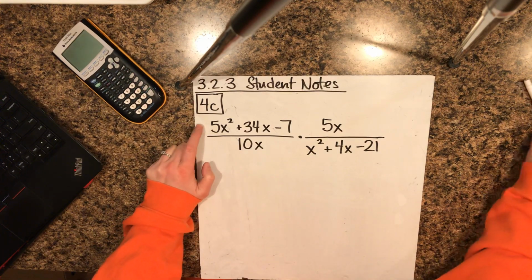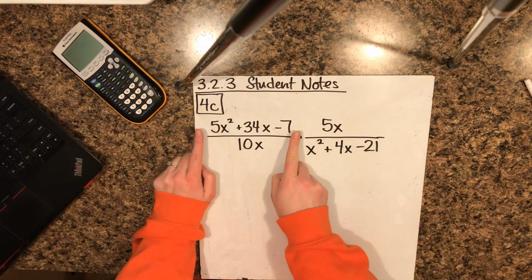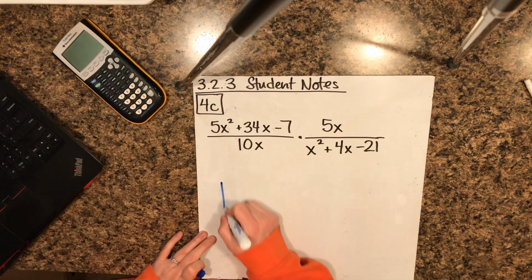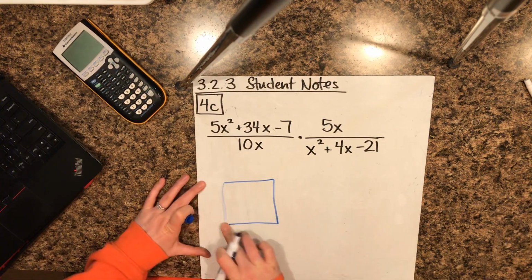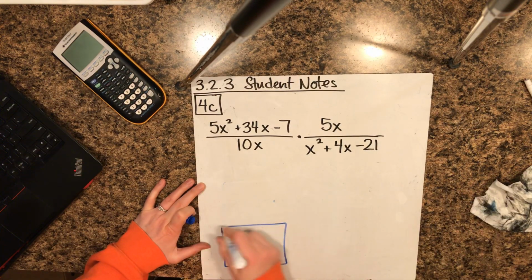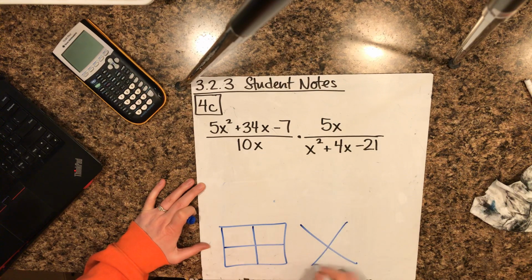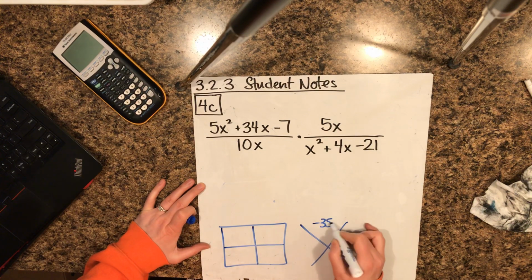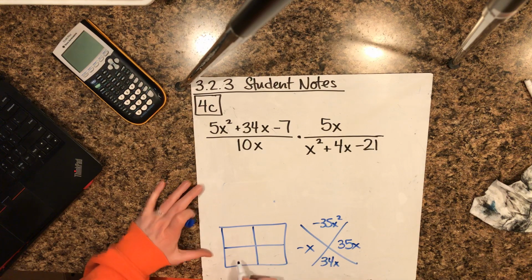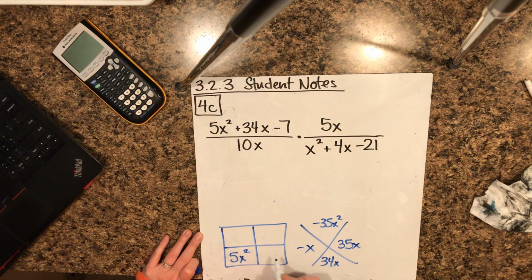If I factor the top, things that multiply to make negative 35 and add to make 34. I should put this all the way at the bottom. Okay, multiply to make negative 35x squared and add to make 34x will be 35 and 1. And the 1 should be what's negative. So 5x squared and negative 7.